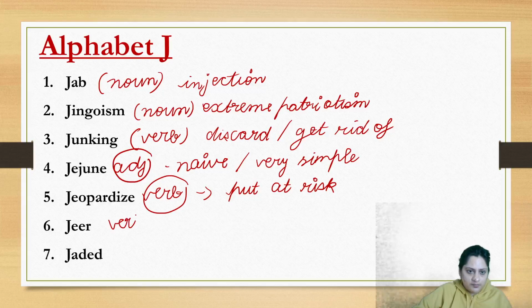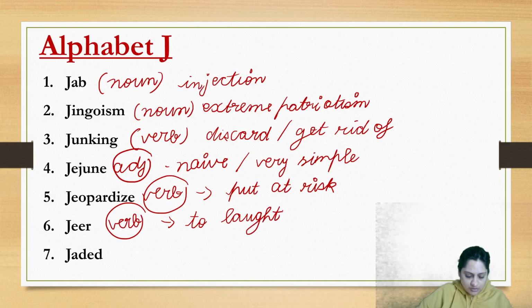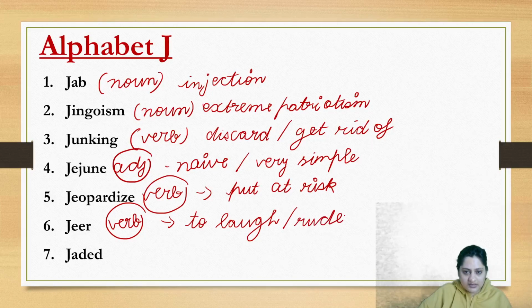Jeer is a verb which we use meaning to laugh or to shout rude comments at someone. You show your lack of respect towards somebody, you jeer at a person. So basically you laugh at a person, you show your disrespect towards somebody, make fun of somebody, or make a rude comment towards someone. That is jeer.